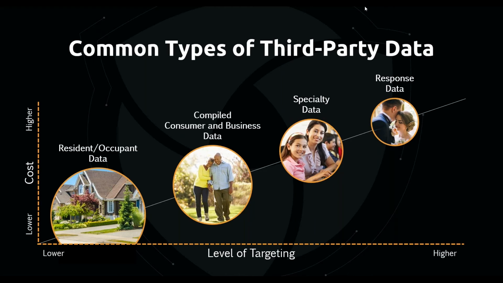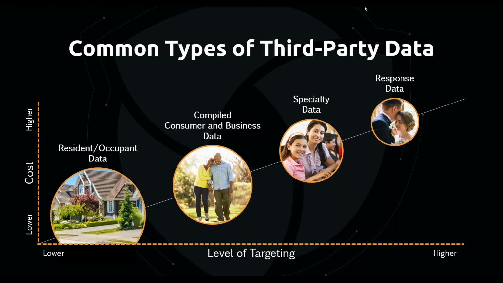The first of which is resident occupant data, and this data is ideal for saturation, so saturating an area of geography. The next type of data is what we refer to as compiled data, and we've grouped consumer and business data into this bucket. Compiled consumer and business data allows you to access individuals at their home address or businesses at their mailing address by facts, features, and attributes that are unique to those individuals and businesses.